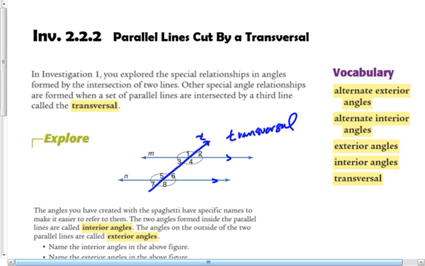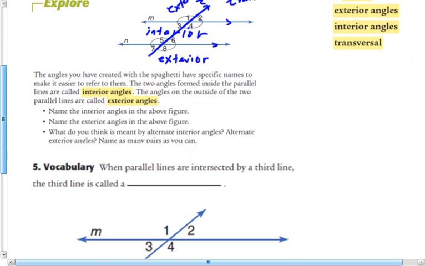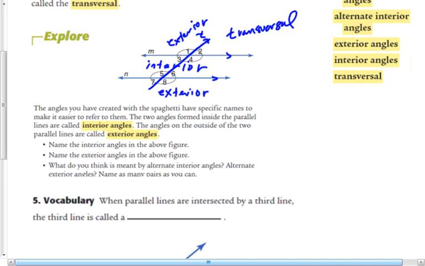Okay, and then now we can talk about the different parts. The angles that are formed inside the two parallel lines, we're going to call that the interior. And then outside the parallel lines, we're going to call that the exterior. So there's two parts of the exterior over here. And we're going to name angles using those terms and some other new terms that we're going to come across here. So the interior angles in the above figure are 3, 4, 5, and 6. The exterior angles are 1, 2, 7, and 8.